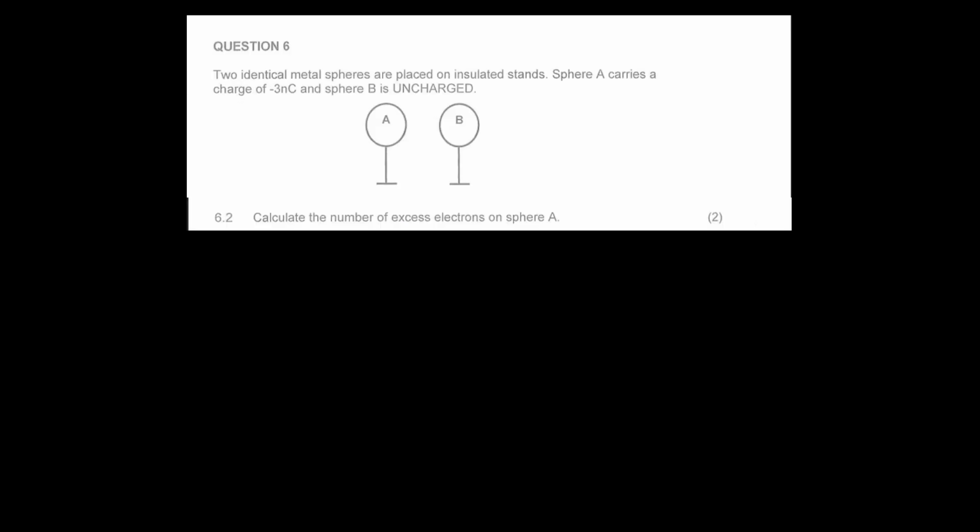Question 6.2. Calculate the number of excess electrons on sphere A. Let's first try to determine what is given to us about sphere A. What is it that we know? We are given that sphere A has a negative charge of 3 nanocoulombs, or -3 multiplied by 10 raised to the power of -9 coulombs. This means that it has an excess of electrons, meaning that the number of electrons in sphere A is greater than the number of protons in sphere A, right?